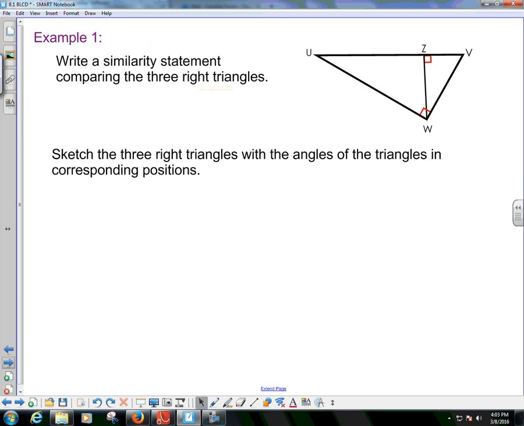All right, so we need to do the same thing for this triangle. I need to write a similarity statement for these two triangles. So I'm going to talk about the big triangle, triangle UVW. I want to do this consistently for every single triangle. And honestly, I would like to start at the right angle, go down the short leg, and then across the hypotenuse.